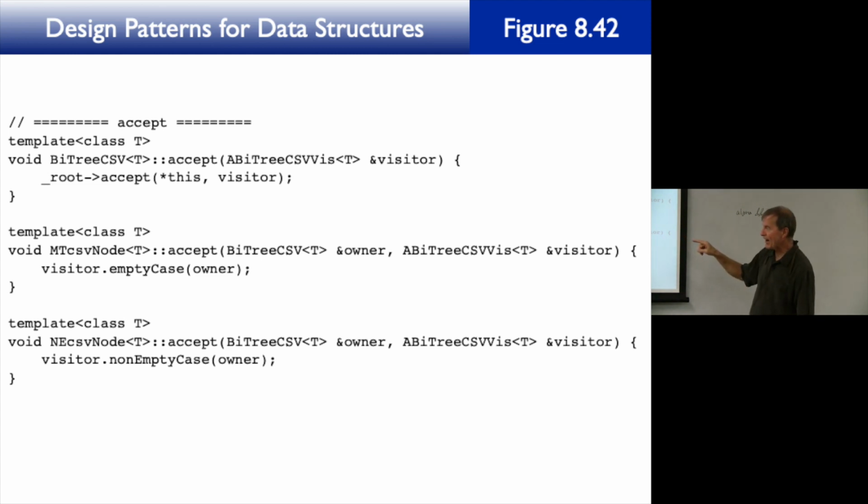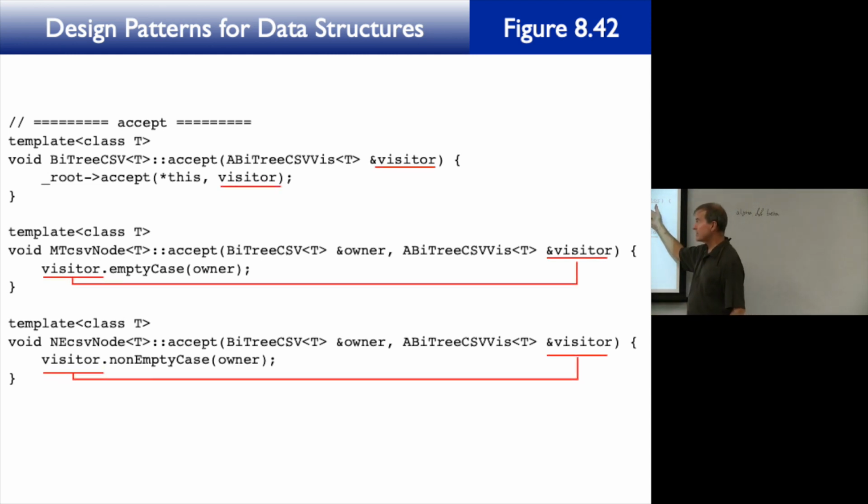And now let's take a look at what the node version does of accept. What does the empty CSV node version of accept do? It takes this visitor, which is in this parameter, and what does it do? Look over here. To here, what does it do? It uses it to execute its methods.